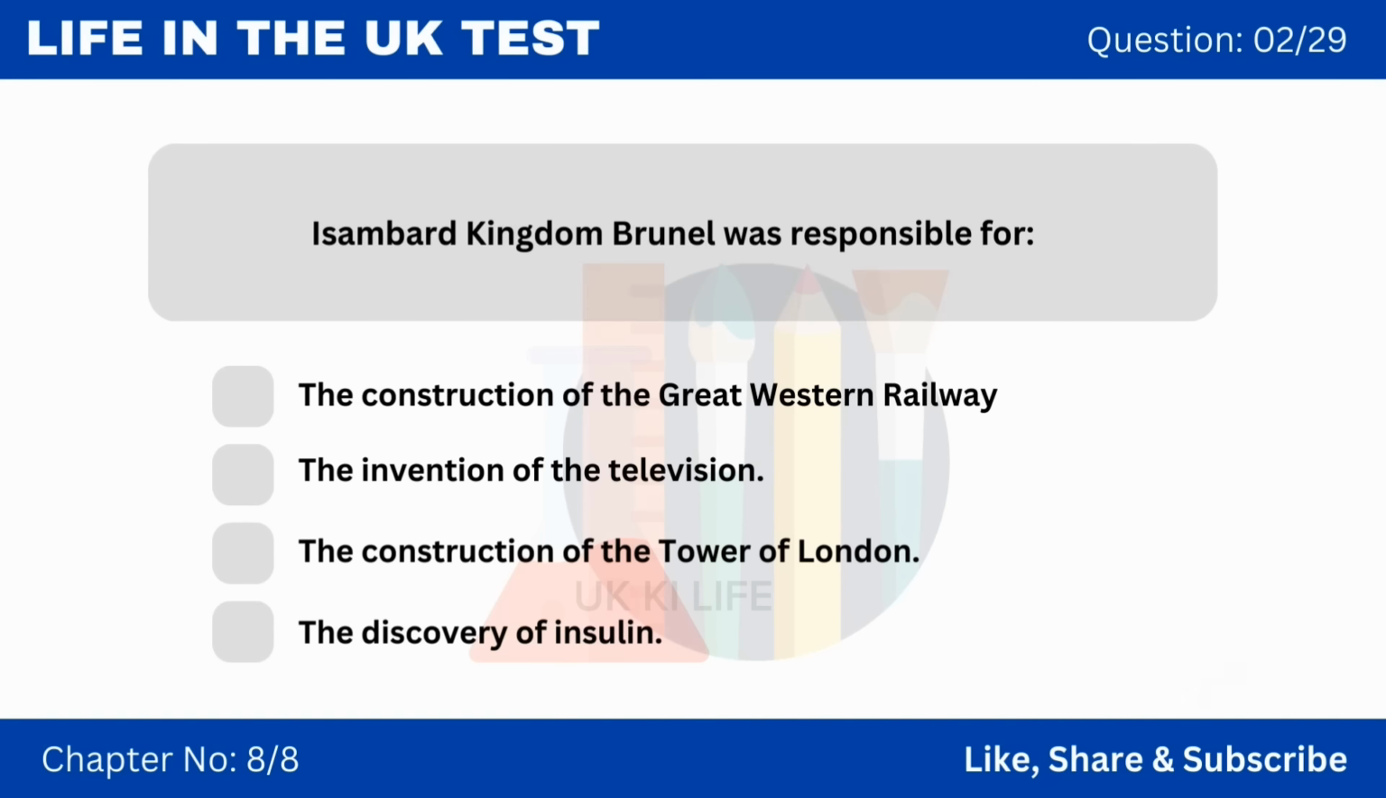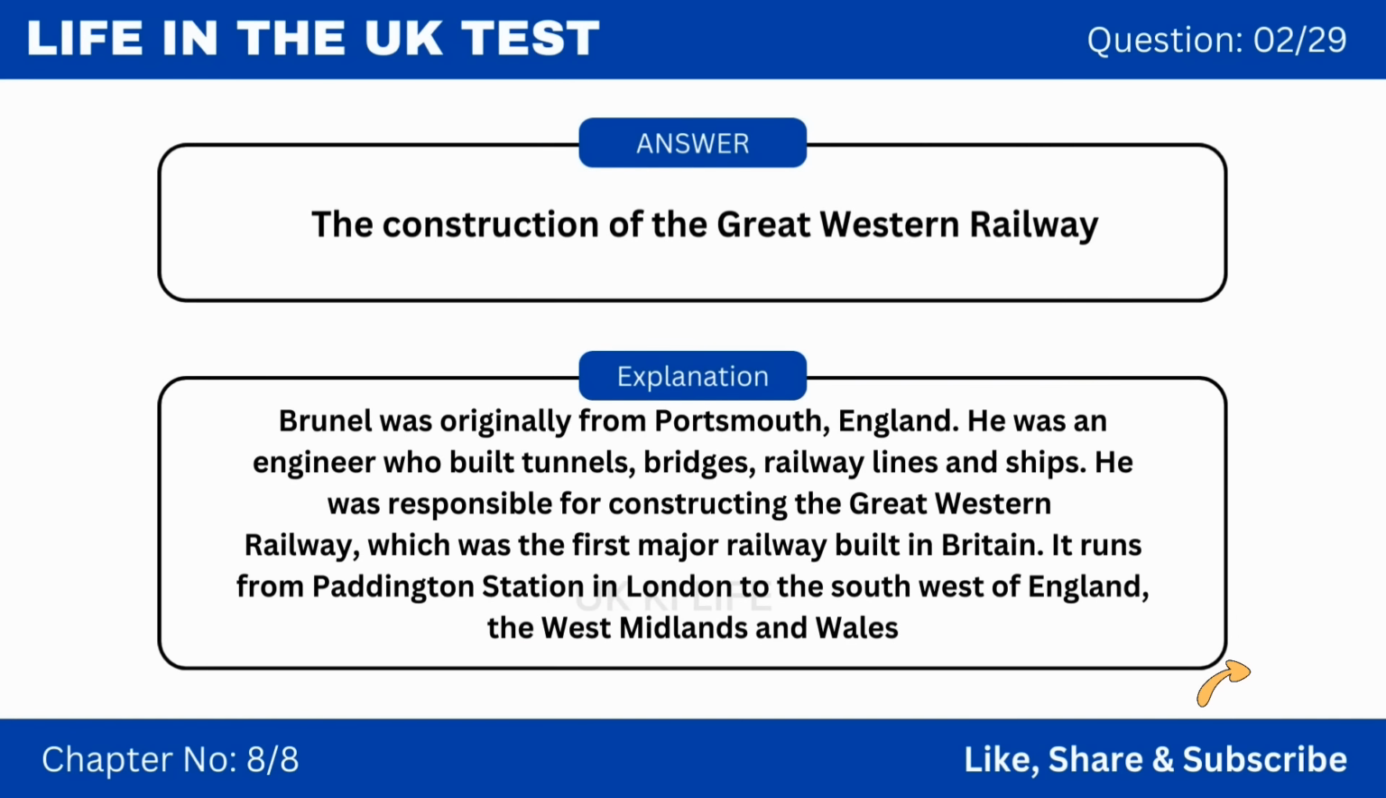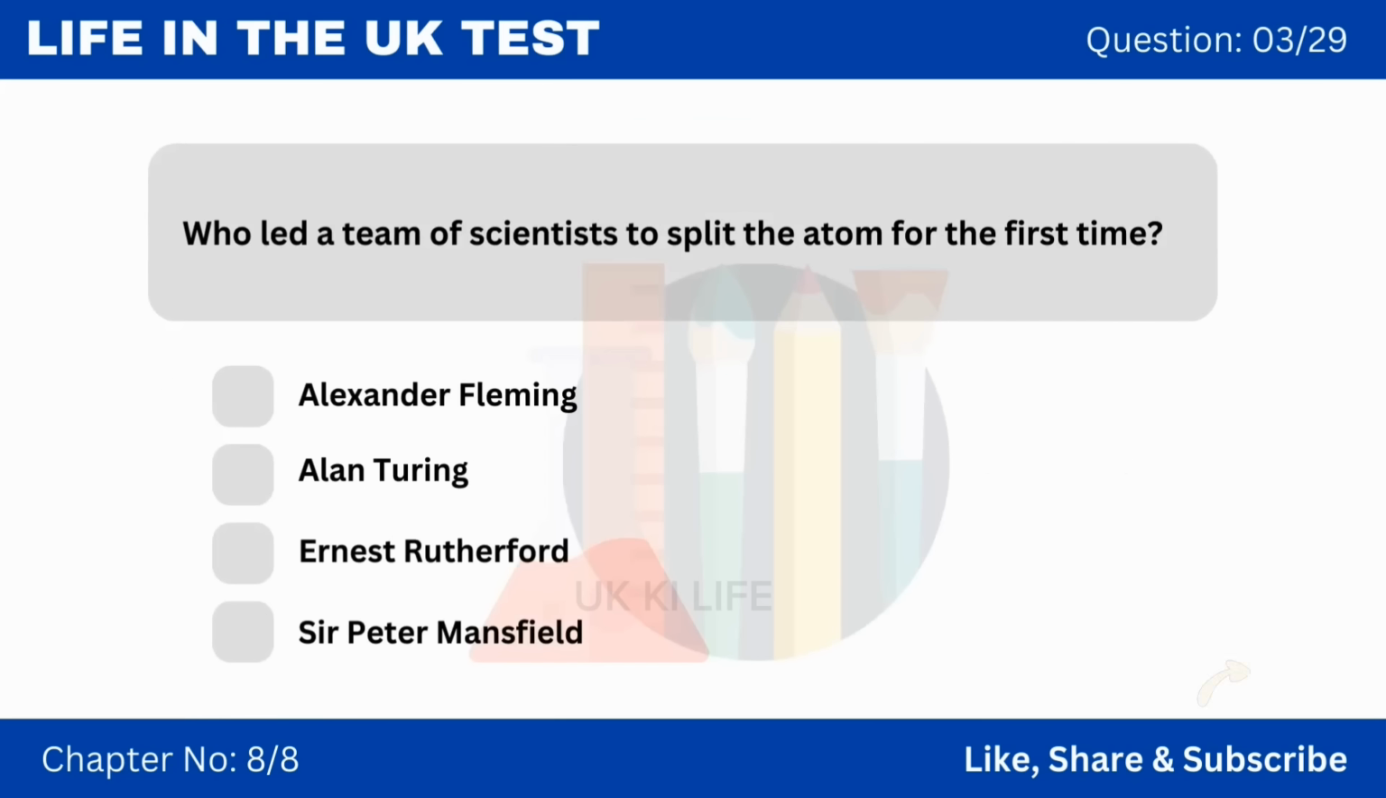The correct option is A. Explanation. Brunel was originally from Portsmouth, England. He was an engineer who built tunnels, bridges, railway lines and ships. He was responsible for constructing the Great Western Railway, which was the first major railway built in Britain. It runs from Paddington Station in London to the southwest of England, the West Midlands and Wales.